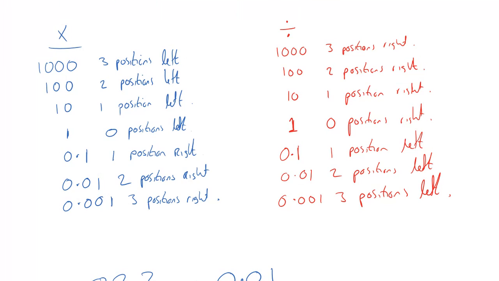I mean, for example, if I'm going to multiply something by 1,000, that is identical to dividing something by 0.001. Or, for example, if I wanted to multiply by 0.01 and move 2 positions to the right, this is identical to dividing by 100. So there is a real pattern here.